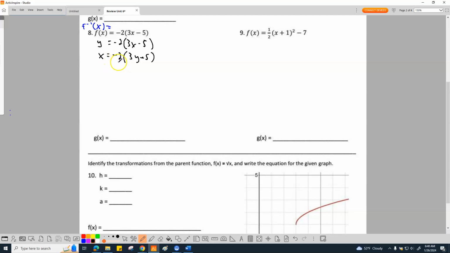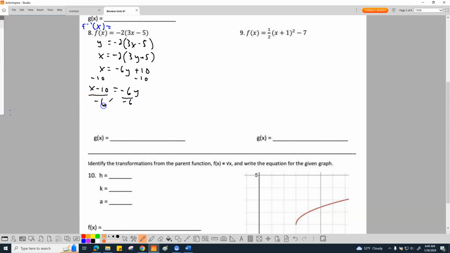So what do I do here? You could divide this -2 out or distribute. I think I'm going to distribute. That just seems easier. So -2 times 3 is -6y. -2 times -5 is positive 10. Bring down my x. I got to get my 10 over on both sides. So that's x minus 10 is equal to -6y. And then you're going to divide out this -6 on both sides.